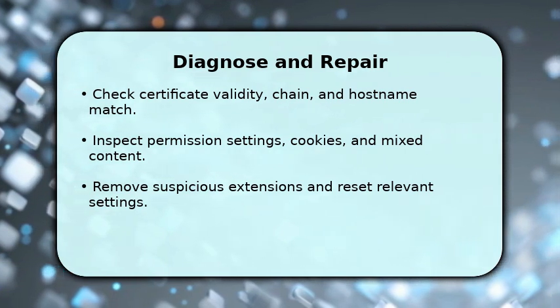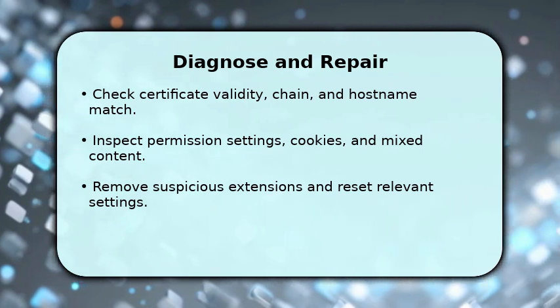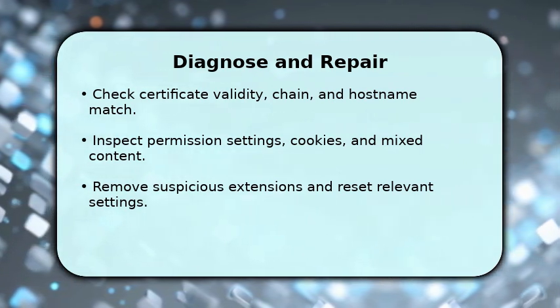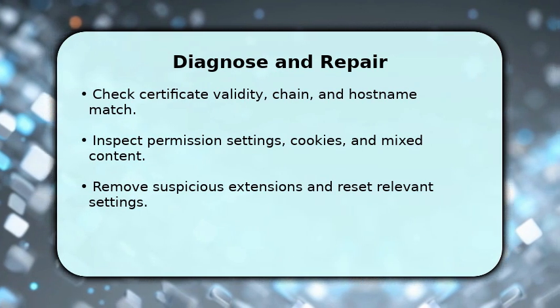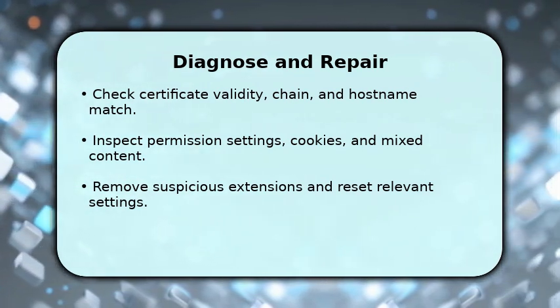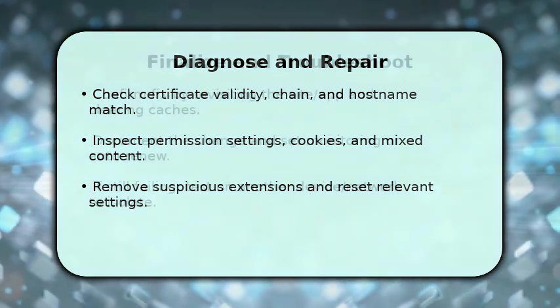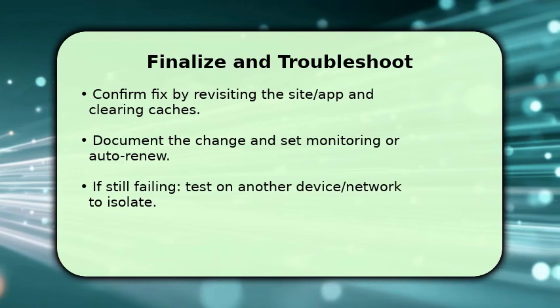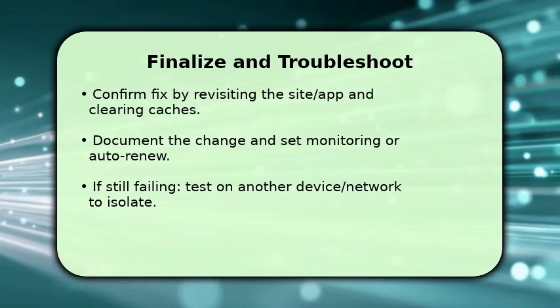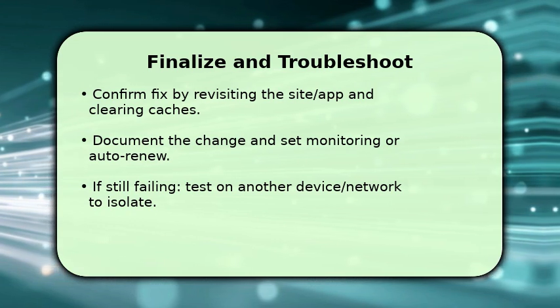Clear site data if inconsistent. If extensions or plugins are present, disable them one at a time to isolate the cause. Once you identify the culprit, renew or reinstall the certificate, update the app, or restore secure settings, and retest the connection immediately. You finish by clearing caches and restarting the app or browser, then revisit the site to confirm the warning is gone. This verifies the repair.